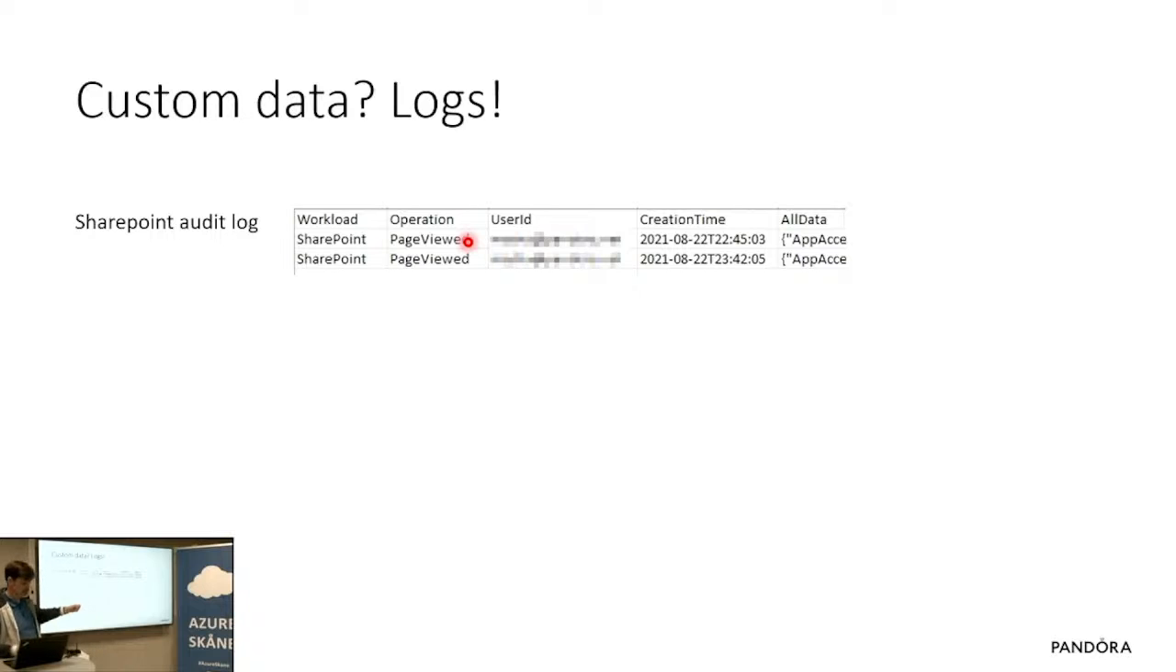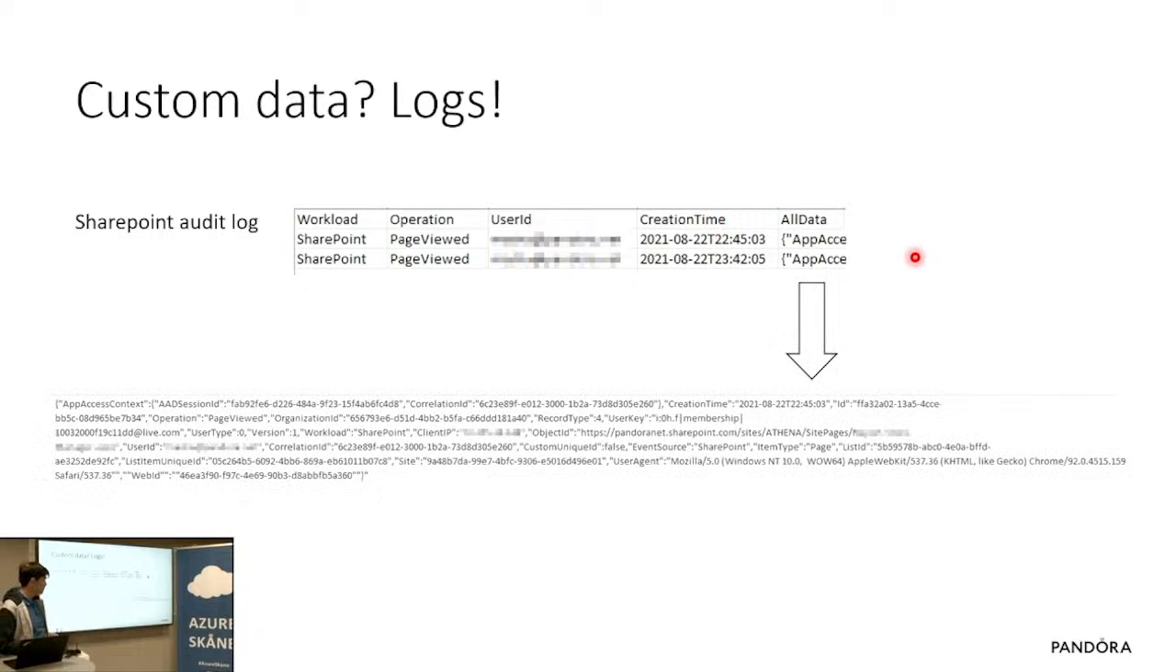other activities, and then you have the user ID, and the timestamp, and a column called all data, and in this column you have actually the most detailed information that you can get. You have some info that is repeated, timestamp, user ID, and then you also have some other details. The name, so this is the page. This is the SharePoint site. This is the page name.